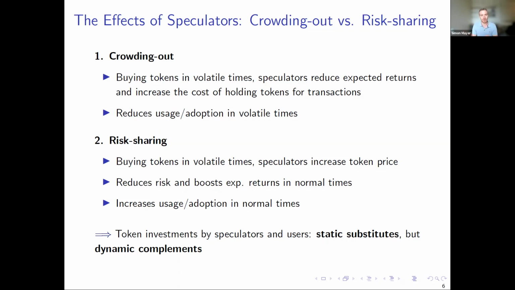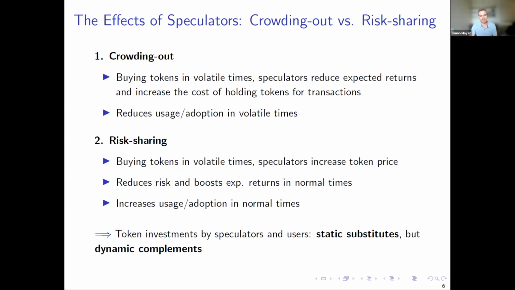However, this effect has a counterpart. As speculators buy tokens in volatile times, they drive up the price and therefore provide some backstop after a token price drop. This backstop makes users more willing to hold tokens in normal times because speculators step in, buy tokens, and push up the price when there is an uncertainty shock. Therefore, speculators share some risk with users and encourage users to hold tokens to transact in normal times. By this risk sharing effect, the presence of speculators stimulates platform adoption and usage in normal times.